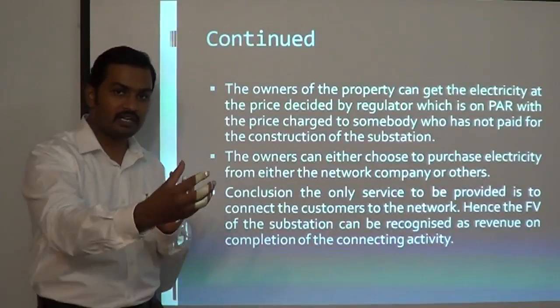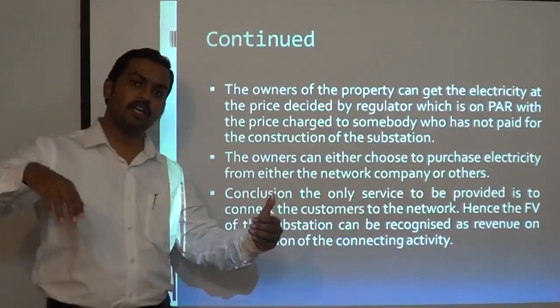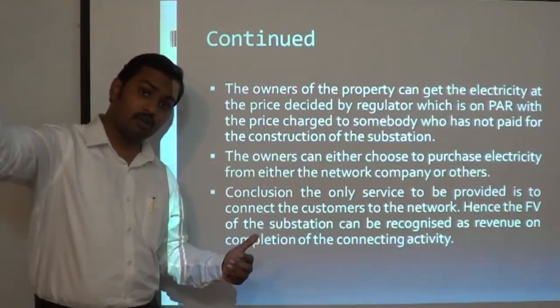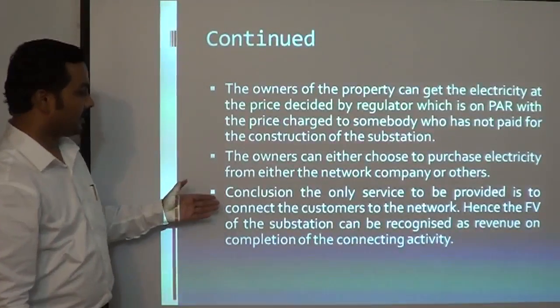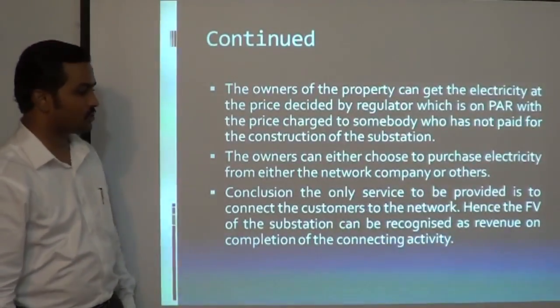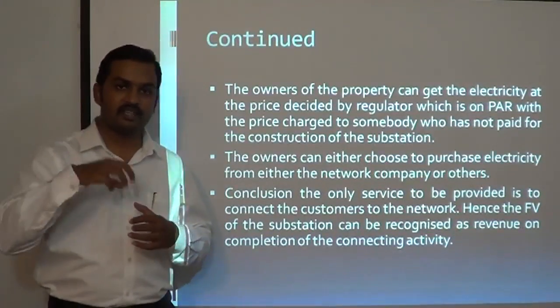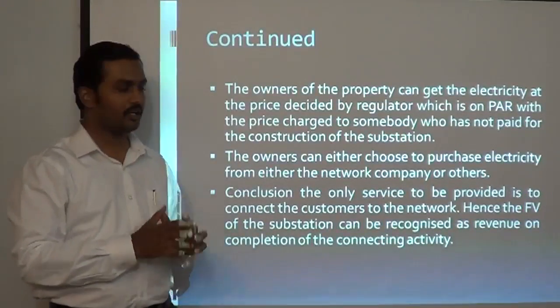I have to get connectivity with the help of the network company. I may choose to buy power from the network company, or I can choose to buy power from somebody else also. The other company can also supply electricity to me through the same network. Conclusion: the only service to be provided is to connect the customers to the network. So in exchange for the substation, what is the network company doing? It is only providing connectivity to the customer.